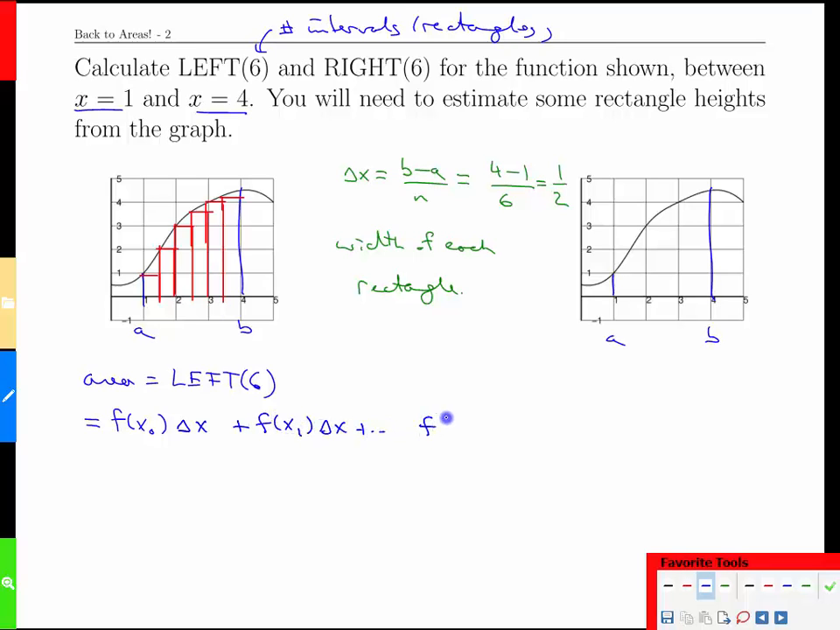And then the last term, notice the last term that we used is 3.5. We use that height. We actually don't use the height at 4. We have one extra endpoint we don't use. In this case here, it would be x sub 5 times delta x. And then we can actually compute all of these values.